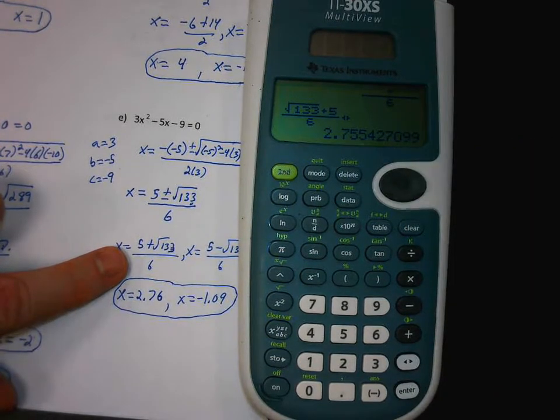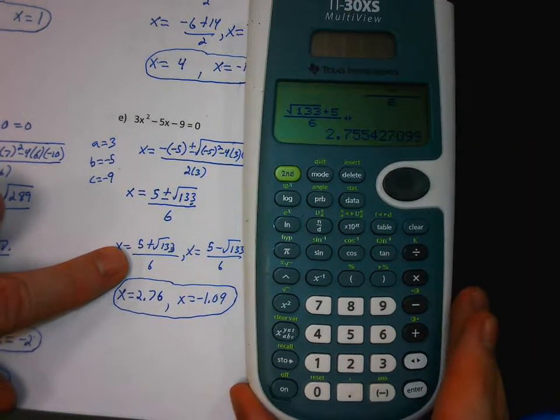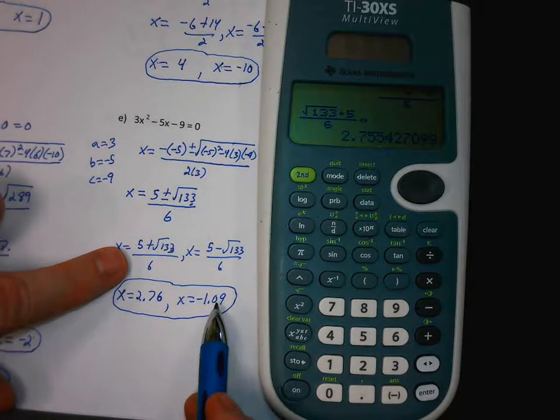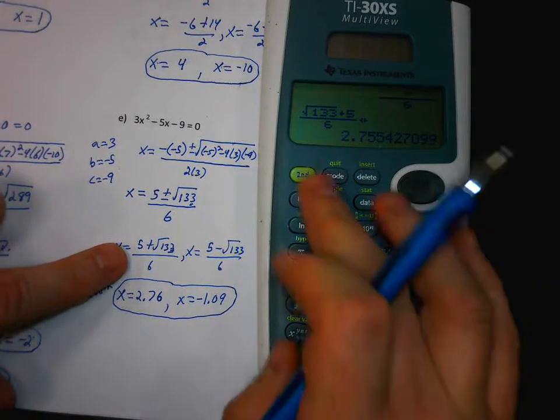So to the nearest hundredth, that second 5 would round that first 5 up to a 6. So 2.76. Similarly, you can do 5 minus the square root of 133 over 6, and you get negative 1.09 for that one. I'm not going to show you on the calculator because you can do that.